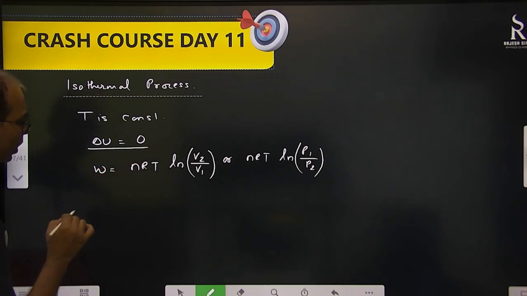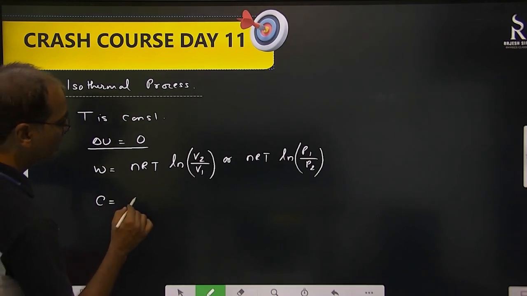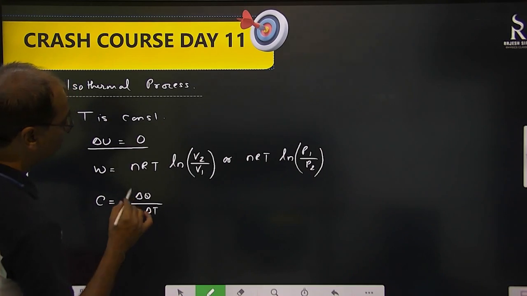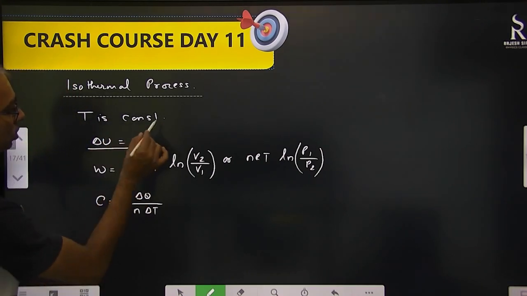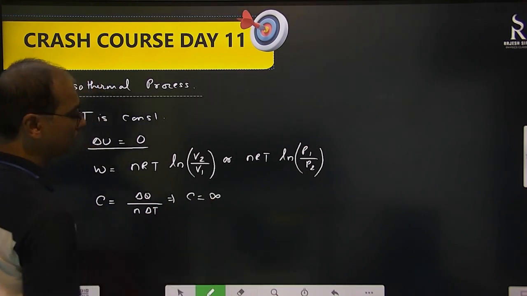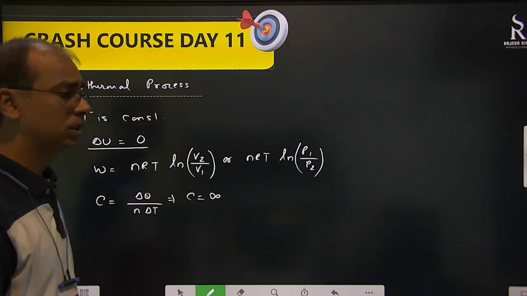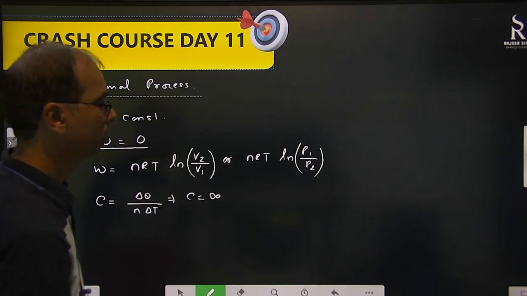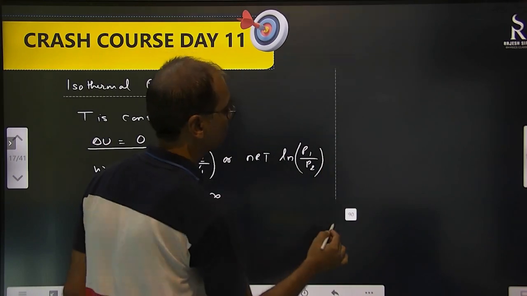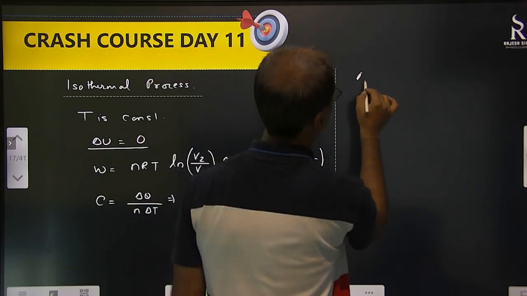Now in this one, what is its specific heat? Specific heat is delta Q by n delta T. Since delta T is 0 and T is constant, the C value in this case is infinite. The specific heat of an isothermal process is infinite. Then what process is left? Adiabatic.